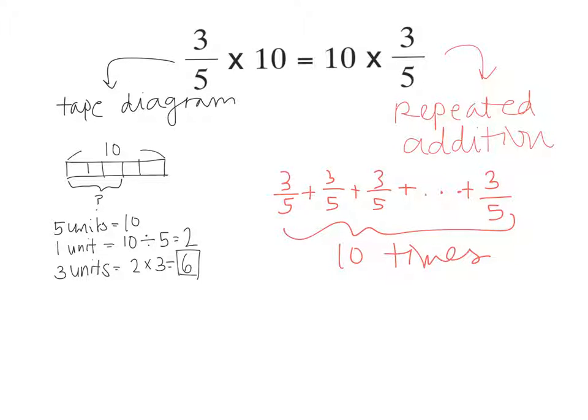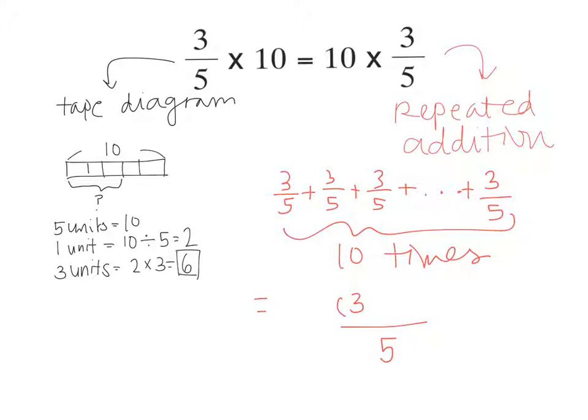Now, would we be ready to add right away? Yeah. How do we know? Because the denominator is the same. So, do I know when I add it, my denominator is going to stay the same? Yeah. It's going to be 5, right? And on top, what would I do? I would do 3 plus 3 plus 3 plus 3. How many times? 10 times.